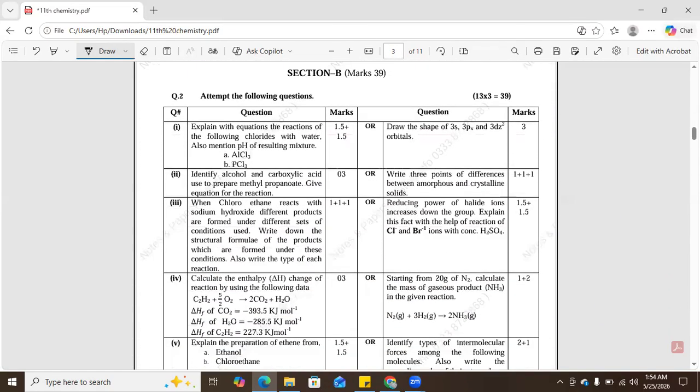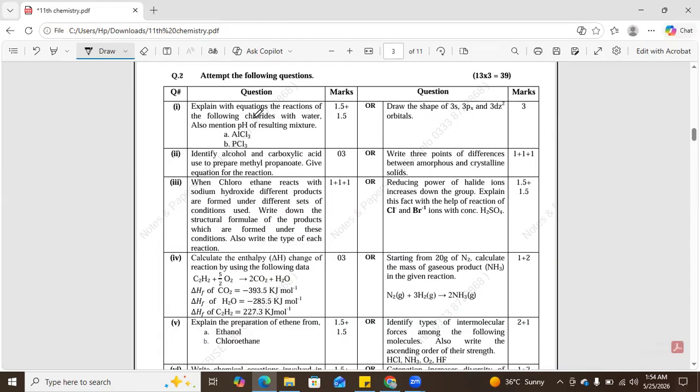Let's go through some of the most important short questions. In section B, your marks will be 39 total. Each question carries 3 marks. You will have an option, either you can select this one or this one. Make sure you first select the question and then answer the question.